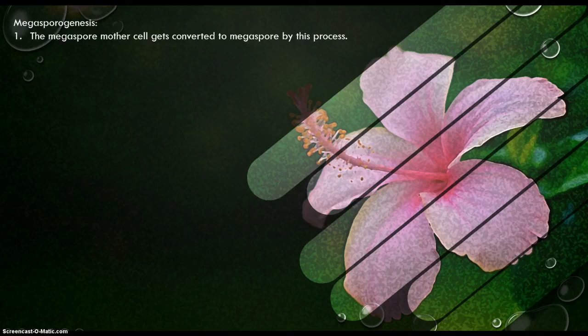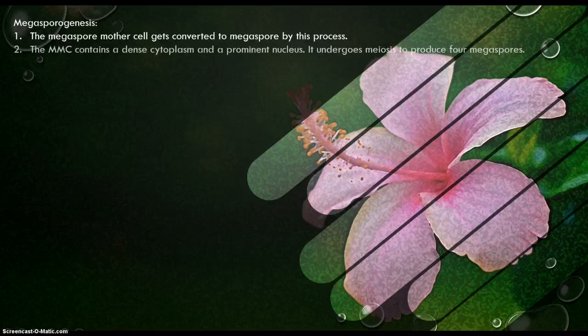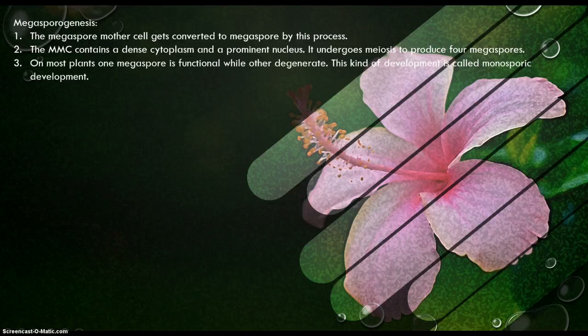Next, let us see how this mature ovule is formed. The formation of haploid megaspores from a diploid mother cell is known as megasporogenesis. The diploid mother cell here is known as the megaspore mother cell, or MMC. The megaspore mother cell is converted to megaspores by megasporogenesis. It contains dense cytoplasm and a prominent nucleus, and it undergoes meiosis to produce 4 megaspores, which are haploid in nature.